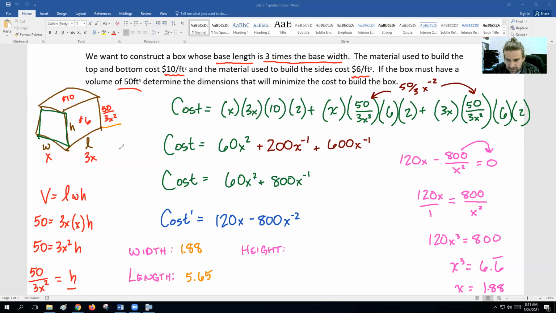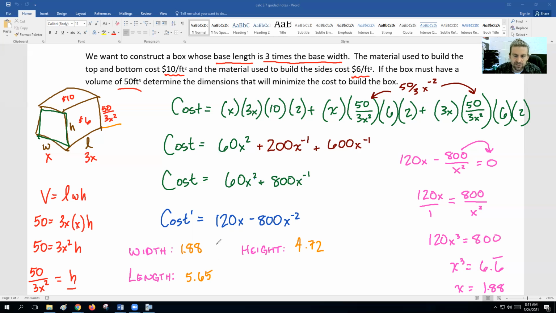Okay, so I'm going to take our 1.88 and I'm going to square it. And I'm going to times it by 3. And then I'm going to do 50 divided by that answer. All right, and we get about 4.72. There we go. So there's the dimensions that would reduce the cost of the box.